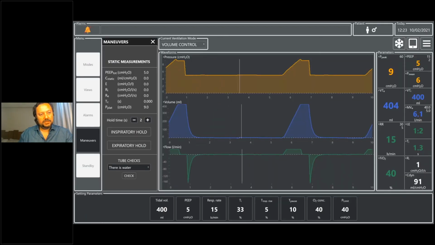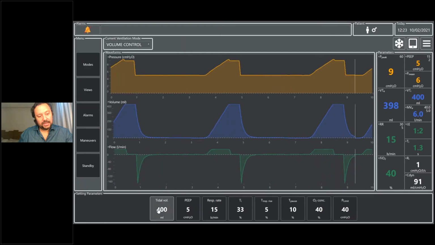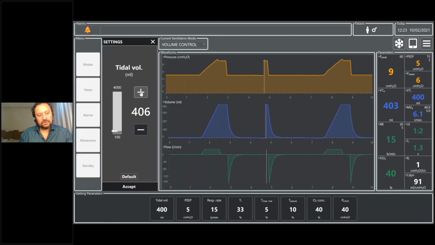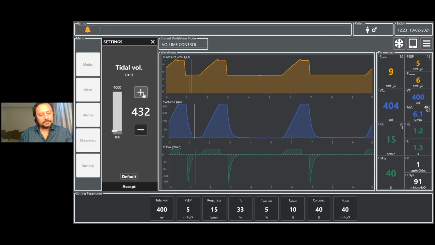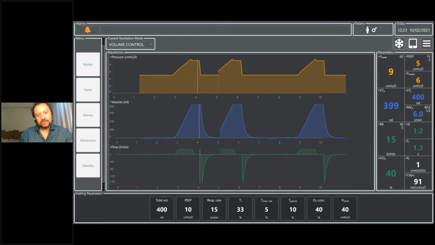Okay, and then the standby button. You can also, from the lower panel here, change the tidal volume, 400 milliliters. You click on it and you can increase it to whatever value you need. It works with a touch screen, and it could also work with the mouse or other devices on the keyboard. PEEP, you can also increase in case you have a patient who needs better support. So now see, the PEEP will increase.